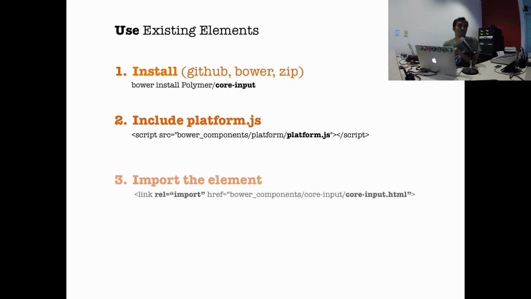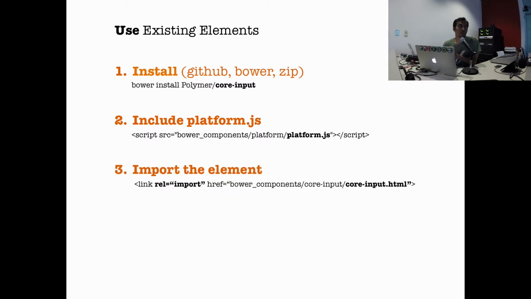You need to include your platform.js. You need to import the element that you want to use, right? So you download core input using Bower. Now you need to include the definition of that element in your HTML file, and this is how you do it. This is where your HTML imports come into the picture. We are importing an HTML file, not the JavaScript or CSS, and just start using it. It's as simple as that. We'll do some examples right after this. So that was how to use an element.